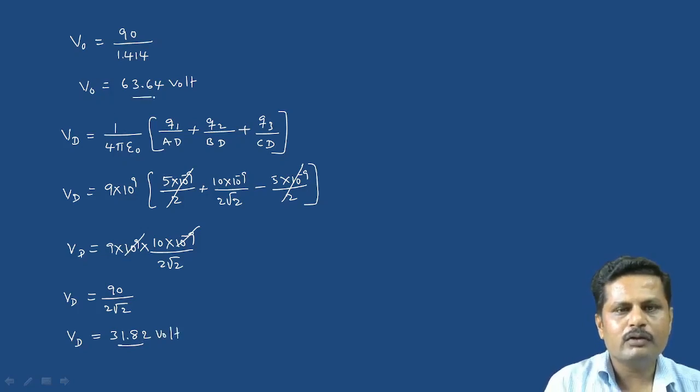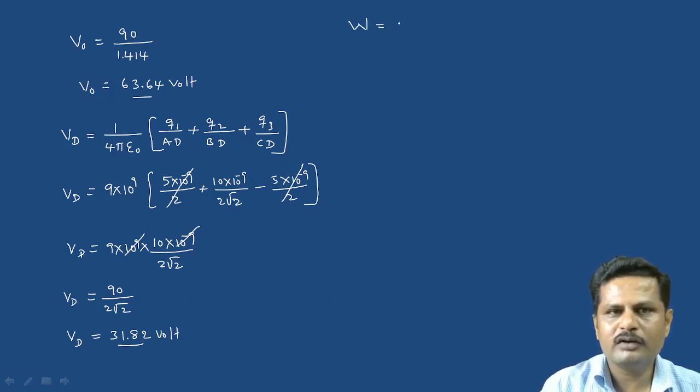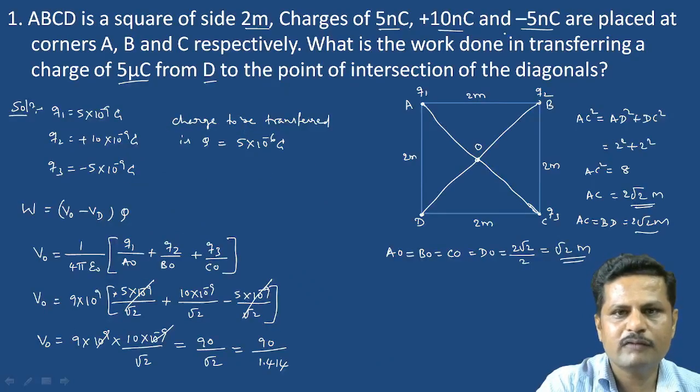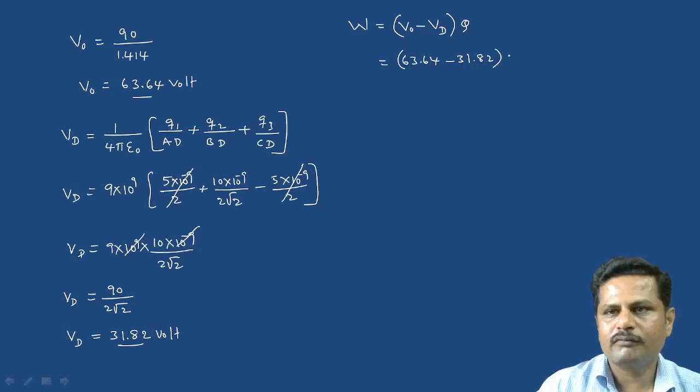So we need to find out the work done in transferring the charge from D to O. We have a formula for work done: work done equals potential difference, that is VO minus VD, into the charge to be transferred. Here VO equals 63.64 minus VD equals 31.82, and the charge to be transferred is 5 into 10 raised to minus 6.